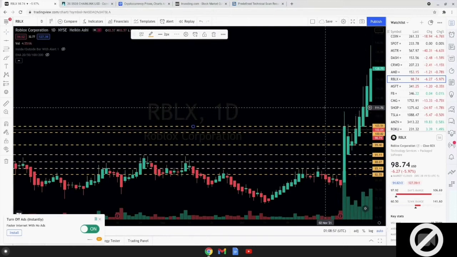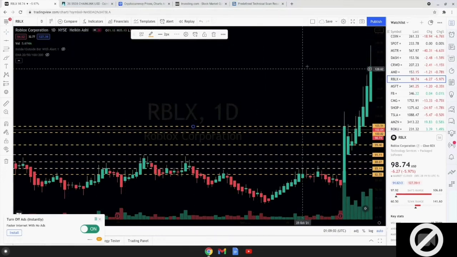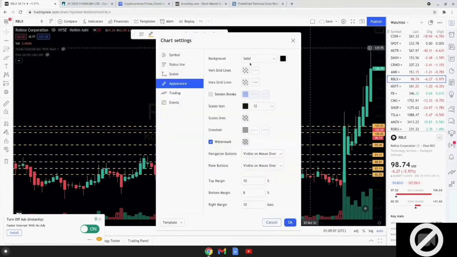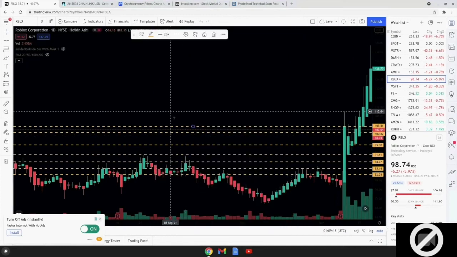Okay. One more question. How did you get the name of the stock on the screen in the background? Oh yeah, so that's another thing too. Let me show you. Is it the scale? It's the watermark. Take this off. See the watermark.